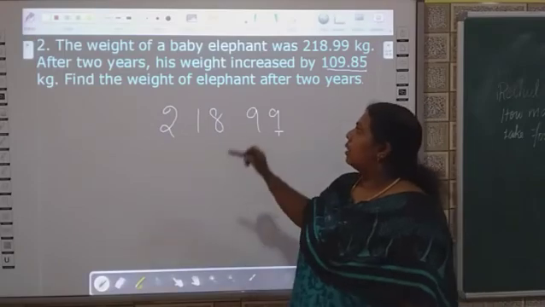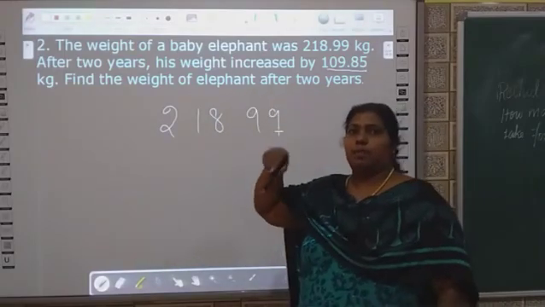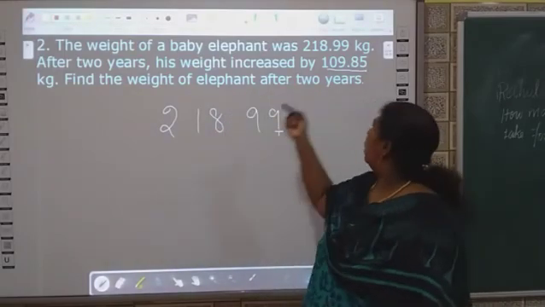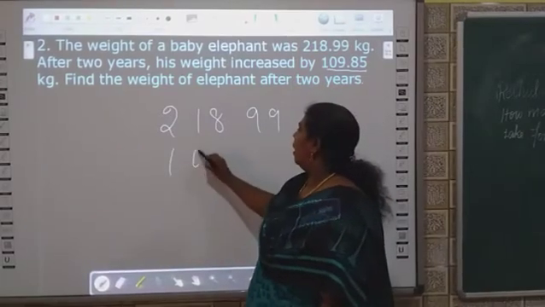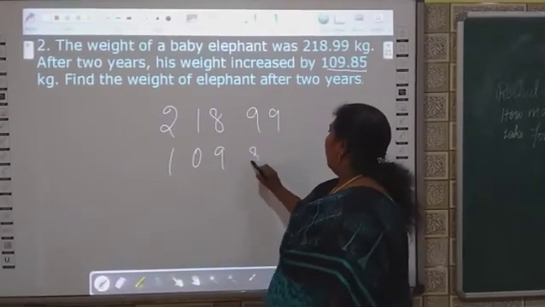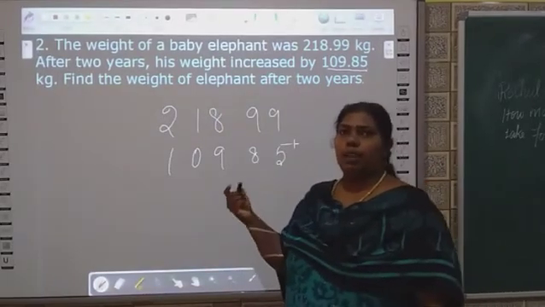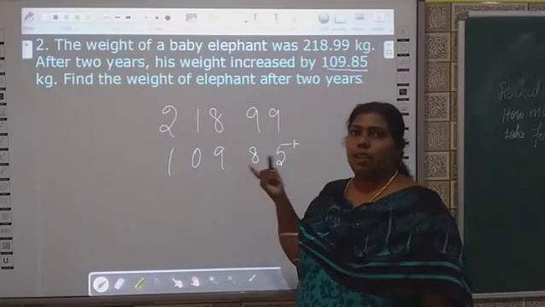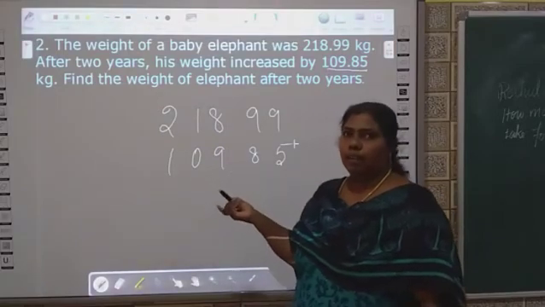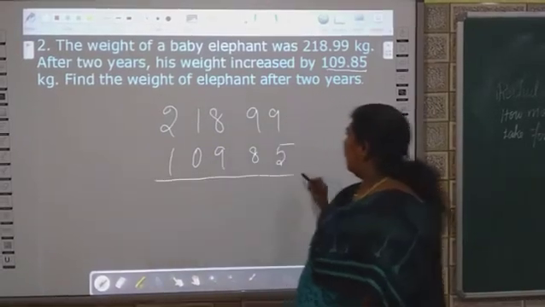kg, right? Then it is increased. His weight is increased to how much kg? 109.85 kg. So what do we want to find? We have to find it after 2 years. How much kg is the baby elephant's weight? Now check here.